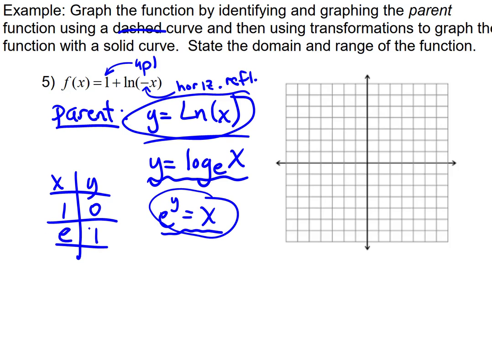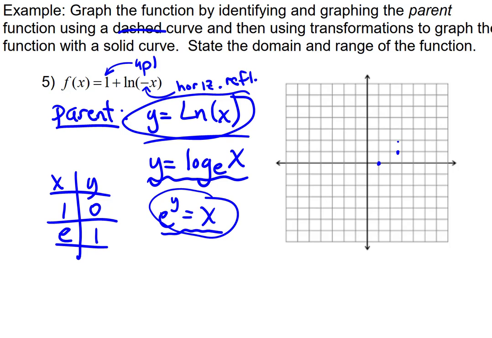Now remember, e is kind of a nasty number, but we can approximate it well enough for our graph. Now let's get this parent function on our graph first and utilize the points we just computed in exponential form. So we have the point 1, 0, and we have the point e, comma 1. Now remember, e is 2.71828, so we'll estimate 2.7 on the x-axis, and then we'll go up 1 for an approximate value for this point.